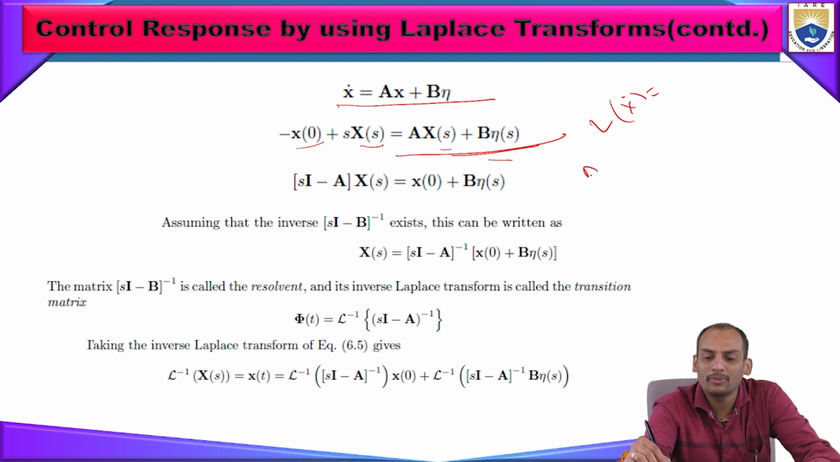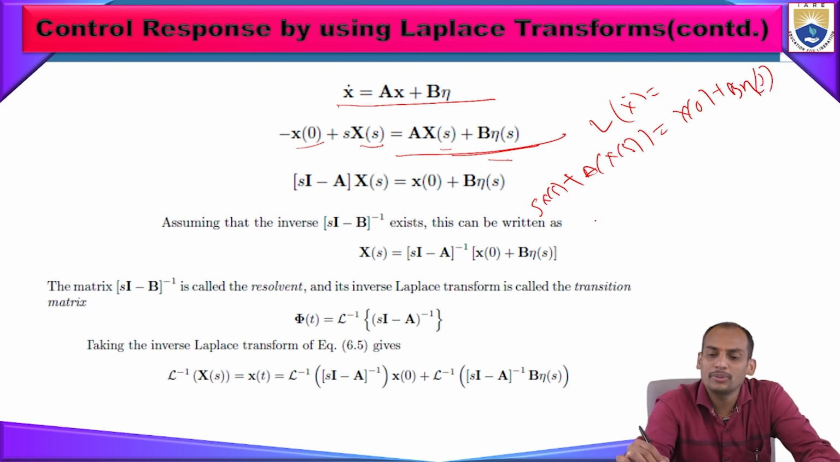Then what it will be: s into x of s will be equal to x of 0 plus a into x of s plus b into eta of s. So here, if you take x of s common, we get s minus a, right? So s minus a. s is a general function only.